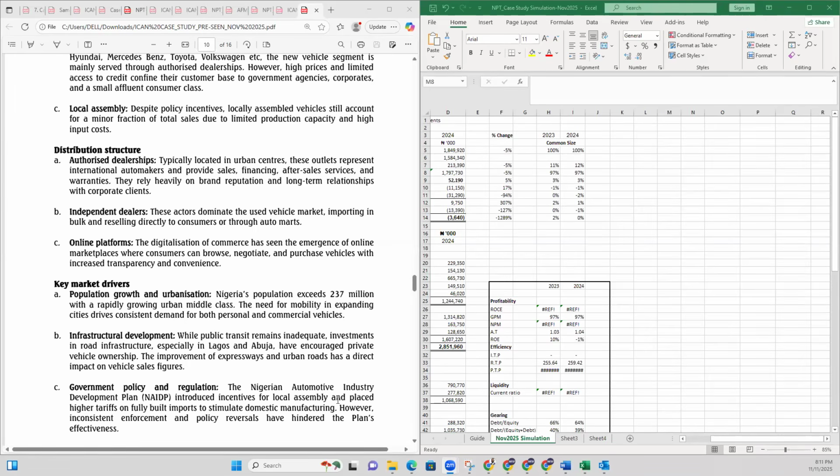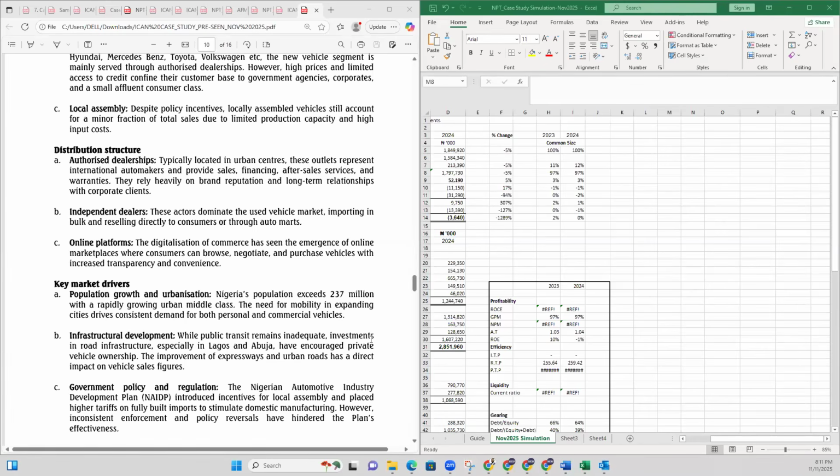Nigeria's population exceeds 237 million with a rapidly growing urban middle class. The need for mobility in expanding cities drives consistent demand for both personal and commercial vehicles. B. Infrastructural development. While public transit remains inadequate, investment in road infrastructure, especially in Lagos and Abuja, has encouraged private vehicle ownership. The improvement of expressways and urban roads has a direct impact on vehicle sales figures.